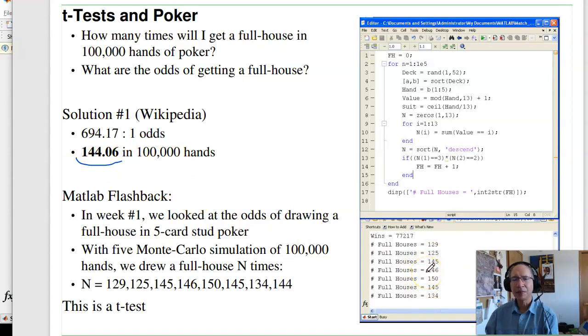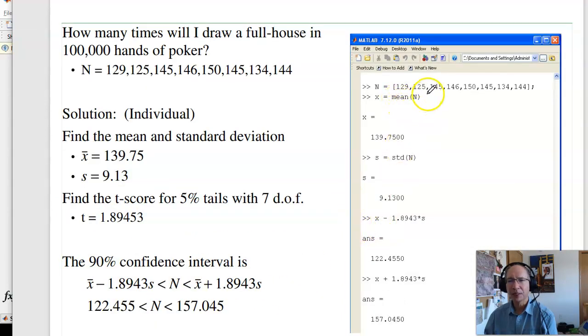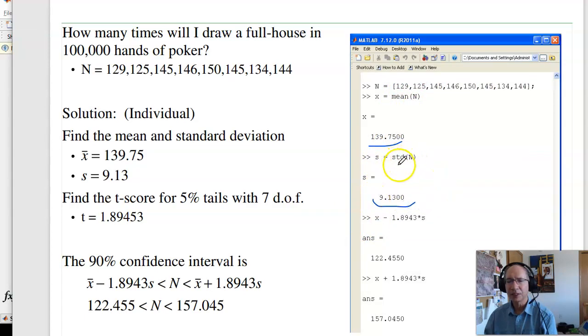If I didn't have access to Wikipedia, I could collect data and see how many times I got a full house after 100,000 hands. Now do a t-test. Here's my data. Find the mean, find the standard deviation. I've got 1, 2, 3, 4, 5, 6, 7, 8. 8 data points means 7 degrees of freedom. So again, I'll find the mean. Here's my data. There's the mean. There's the standard deviation, std. Great abbreviation. Let's see.